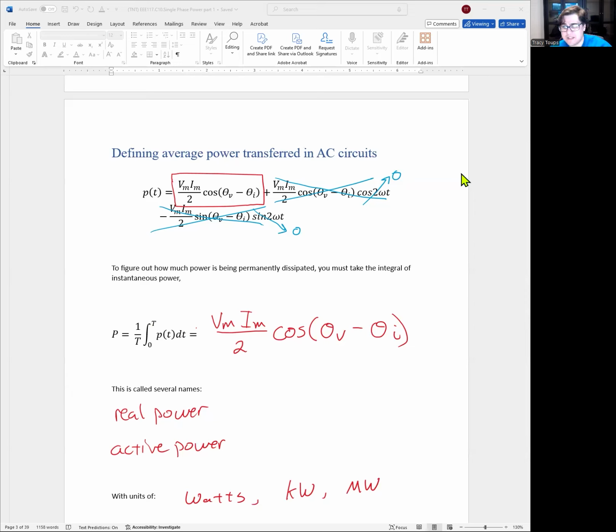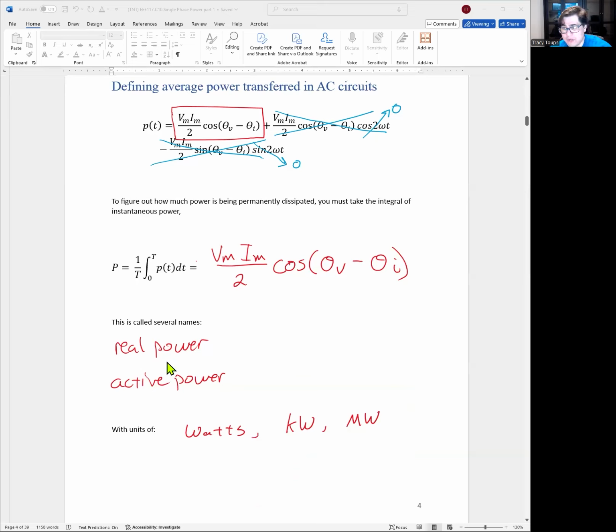Now, the beauty of this is because you have these cosine and sine functions, what happens when you take an average of a cosine or sine function? It immediately goes to 0 because you've got the positive half and negative half, they cancel out. So the second term and third term immediately go to 0, and all that's left is that constant we keep talking about. Remember, this is a DC offset. So this type of average power is Vm Im divided by 2 cosine of theta V minus theta I, right? This is called the real power, the average power, or the active power. There are 3 different ways to call it.